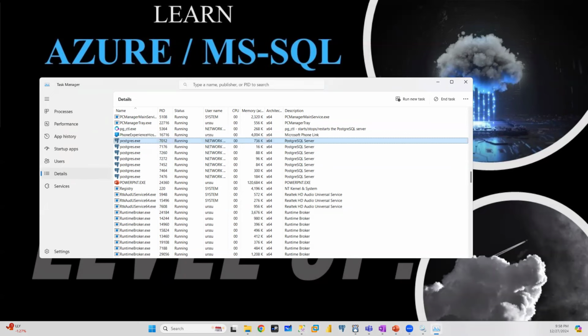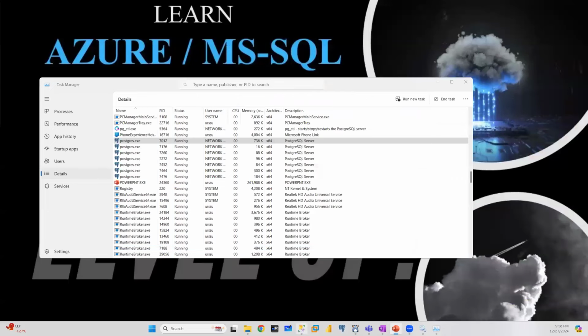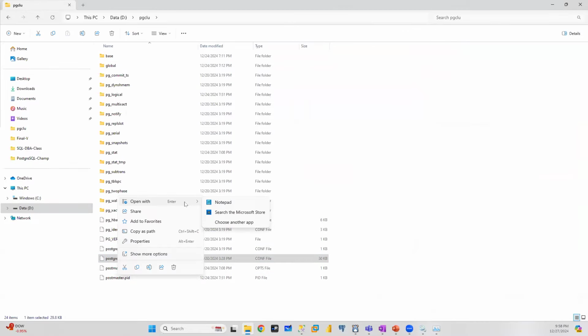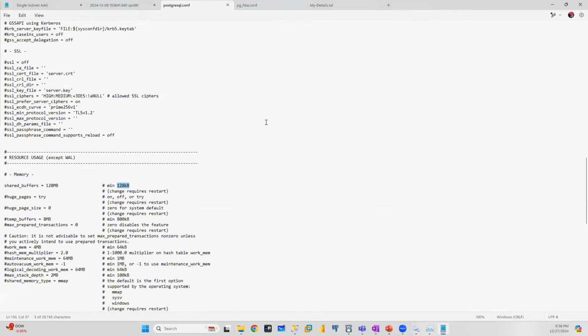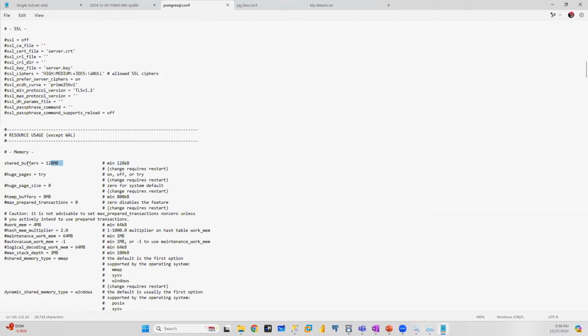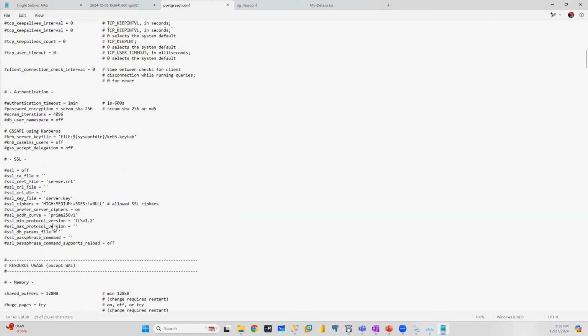We can get that information, how many connections we need to allow, all the stuff we can handle in the config file. Very important is the config file. If you open the config file with notepad, here we can set the shared buffers, temp buffers, work mem, maintenance work mem. There are many things that we wanted to learn. Slowly we'll cover all this.